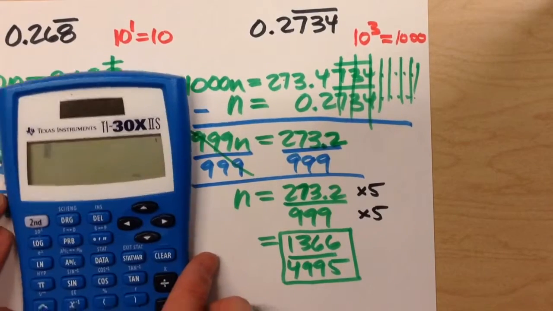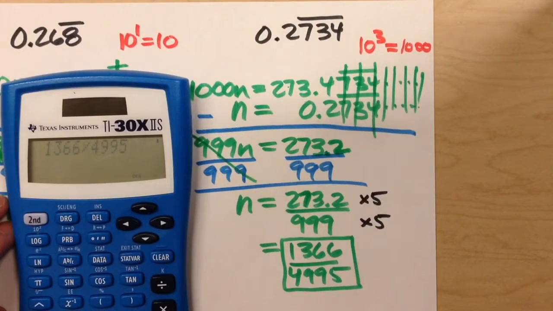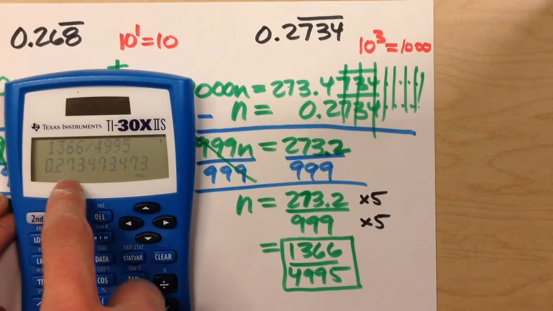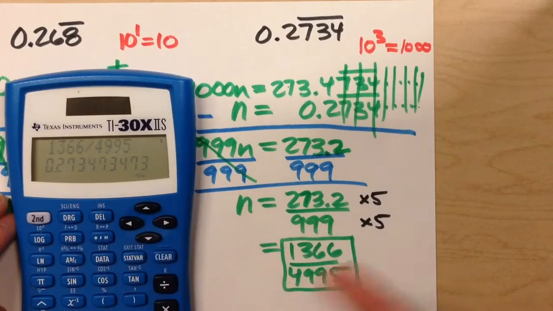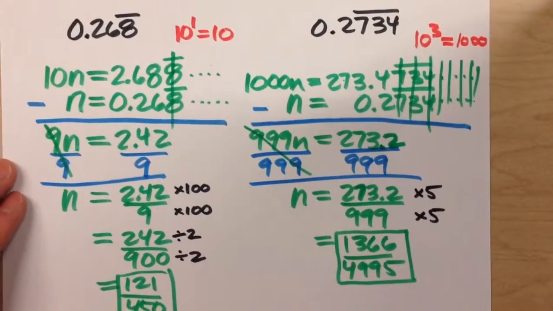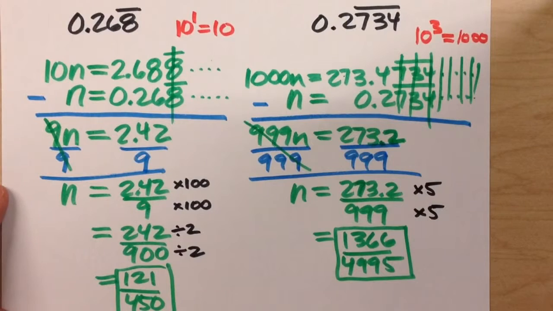If you're not sure, let's check it. 1,366 divided by 4,995. It should equal 0.2734, 734, 734, 734, and look, it does. 0.2734, 734, 73, and you get the picture. So that's the steps to changing any repeating decimal into a fraction.